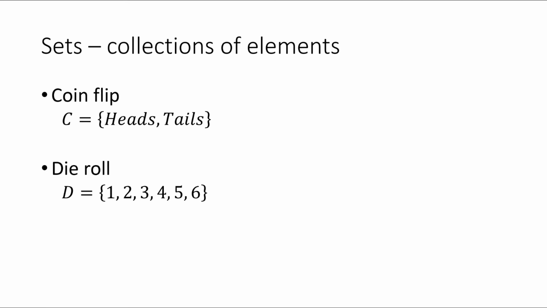We could also have a set of die roll possibilities. We could define a set D to be the numbers 1 through 6 for every possible outcome of a die roll. So we can have numbers, words, letters. Sets can be anything, they are just collections of elements. For our examples, let's define a couple of sets. Let's define set A to be the numbers 1, 2, 3, 4, and 5. And let's define set B to be the numbers 1, 3, 5, 7, and 9.